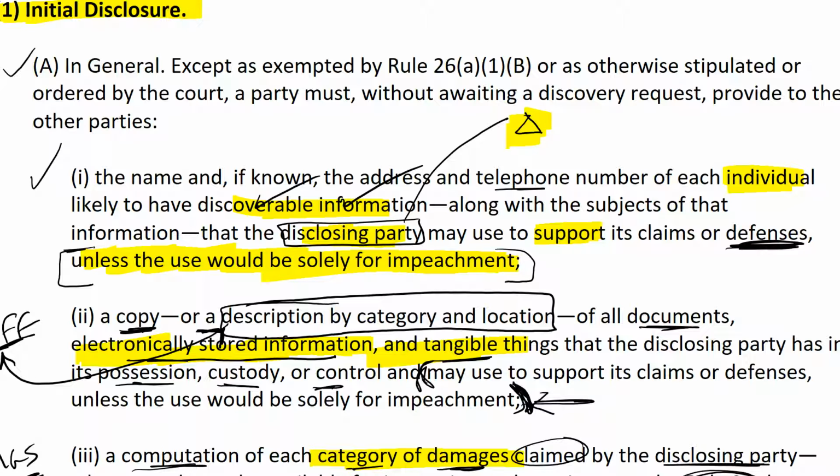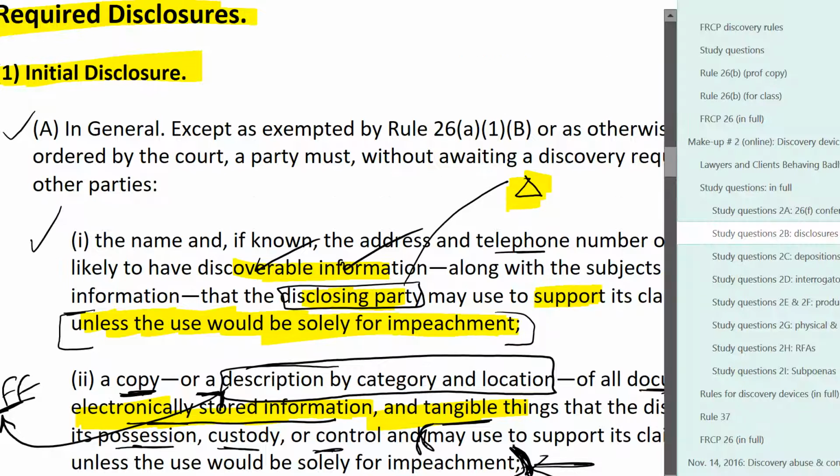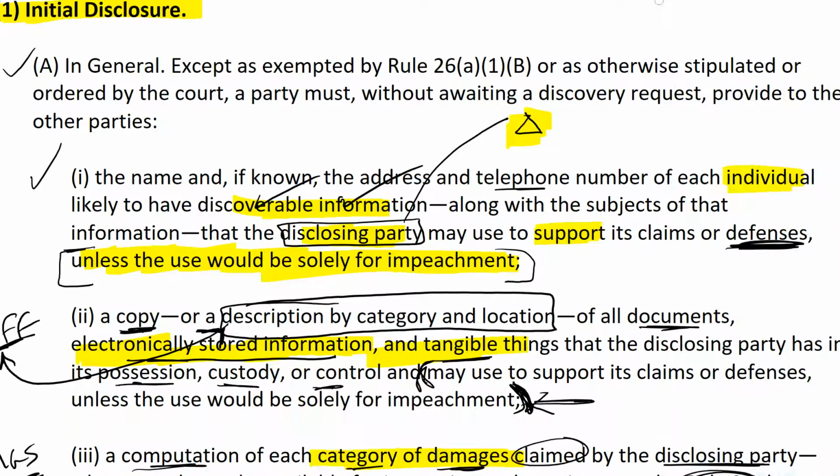Okay, now you'll learn more about impeachment when you take evidence, but I think you have a pretty good idea, right, of the type of evidence that might be used to paint somebody as a liar, right? Some sort of evidence saying that this other person has lied before and they're not truthful and so on and so forth. All right, well, in this hypo, there's nothing to suggest that witness one's purpose would be for purposes of impeachment.